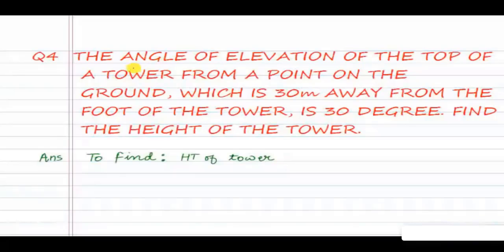Now our question number 4 is: the angle of elevation of the top of a tower from a point on the ground which is 30 meters away from the foot of the tower is 30 degrees. Find the height of the tower. So in this question, we have to find the height of the tower. First, let us understand our question with the help of our figure.